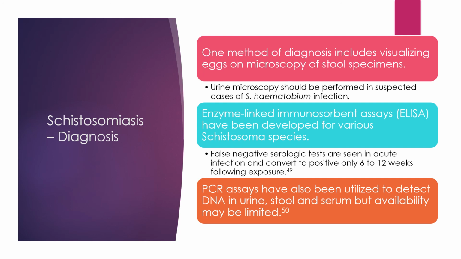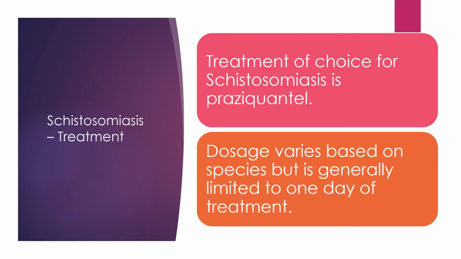In the United States, generally, it would be a more research test, but these tests are more commonly available in endemic settings. The key note is that false negative assays can be seen in acute infection, as they are only positive 6 to 12 weeks after exposure. But there are PCR assays utilized to detect DNA in urine, stool, and serum. And treatment, generally it's praziquantel. Dosage does vary, but it is limited to 1 day of treatment, and dosage does vary based on species.